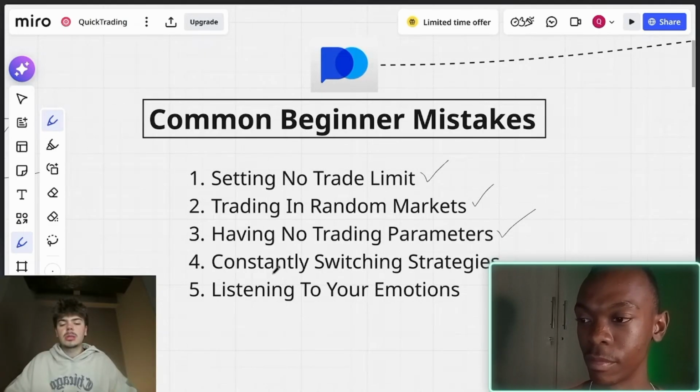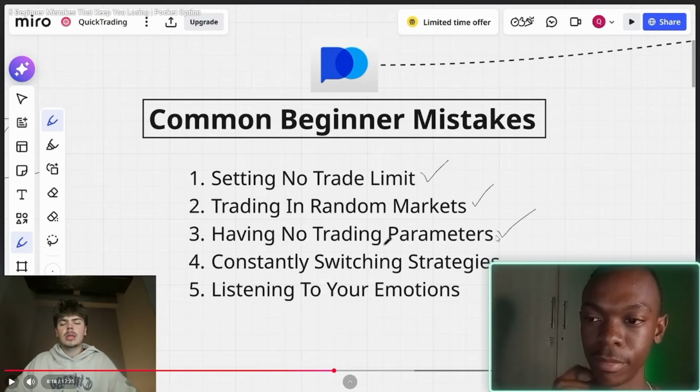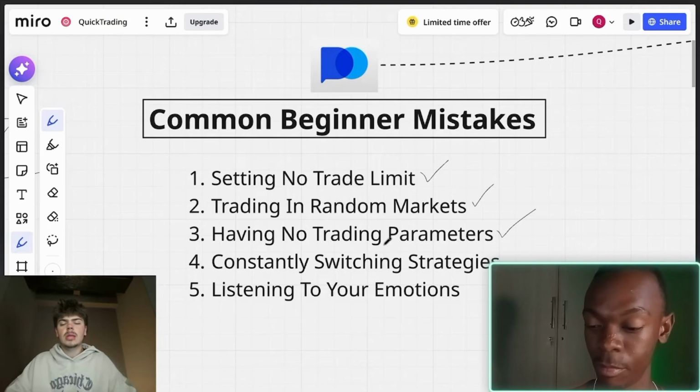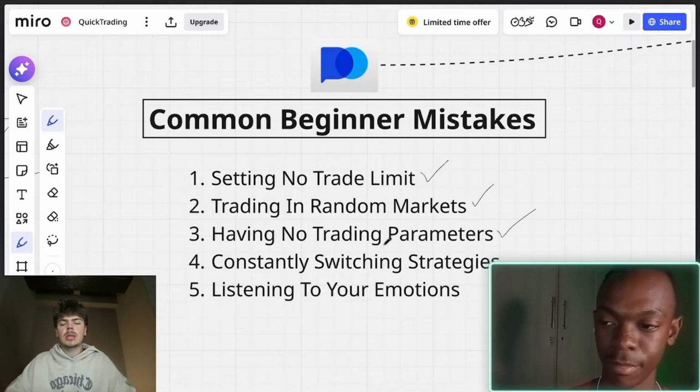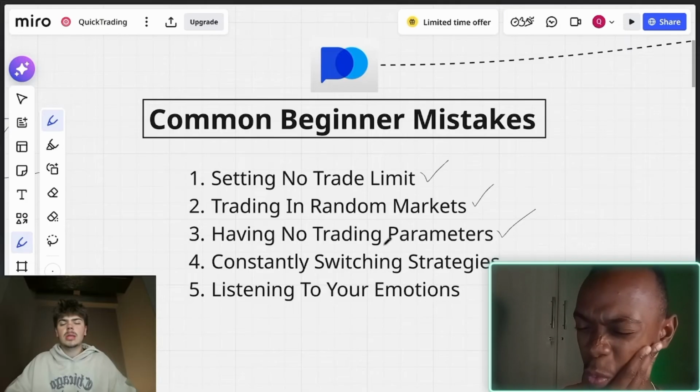Now, the next one is constantly switching trading strategies. Now, I never had an issue with this one. I just had my own strategy, and that's my strategy, so I just went through with it. But it seems like many people have an issue with it. We call it shiny object syndrome. Yes, in the group chat, he usually talks about it, like, guys, don't change strategies. And yeah, it helped a lot of people.